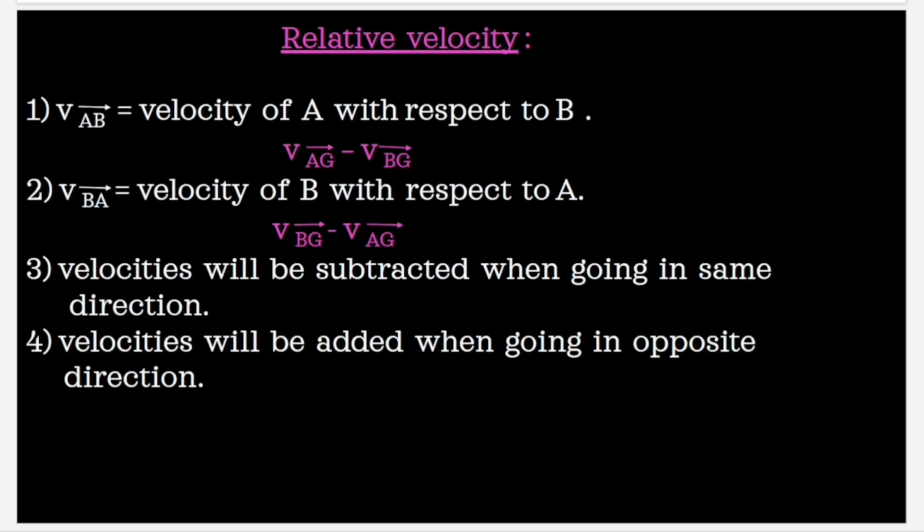First point, VAB vector is equal to velocity of A with respect to B, that is VAG vector minus VBG vector. G here is nothing but ground. Second point, VBA vector is equal to velocity of B with respect to A, that is VBG vector minus VAG vector. Third point, velocities will be subtracted when going in the same direction. Fourth point, velocities will be added when going in opposite direction. Just know the basics. We will be starting with numericals shortly.